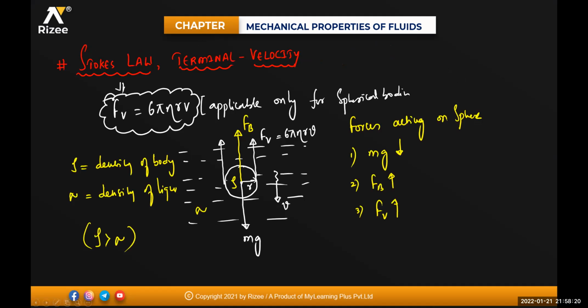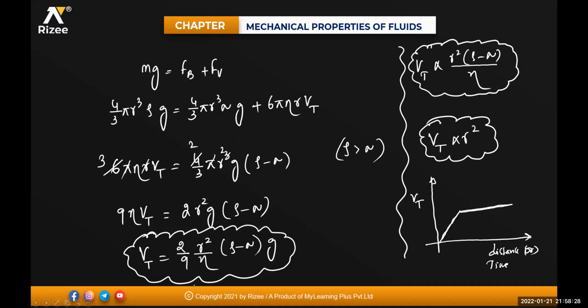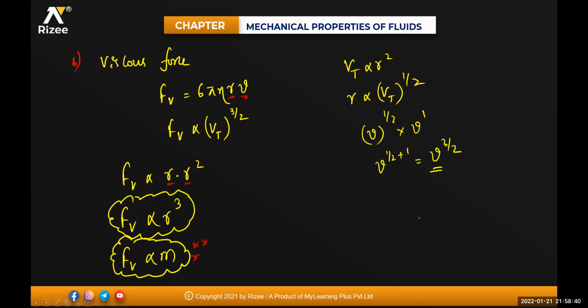Sure. Stokes law: 6 pi neta R into V, where rho is the density of the body and sigma is the density of the liquid. So you need to remember this relation and try to simplify it. Remember the formula: Vt is equal to 2 by 9 R square divided by neta into rho minus sigma into g. So terminal velocity is directly proportional to R square. Now all these derivations I did. All of them are very important, and try to write them down.